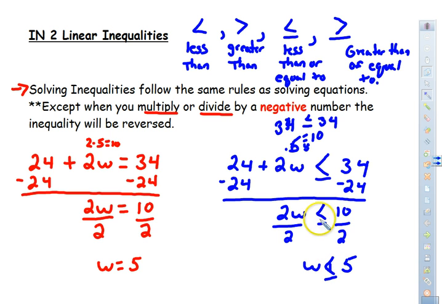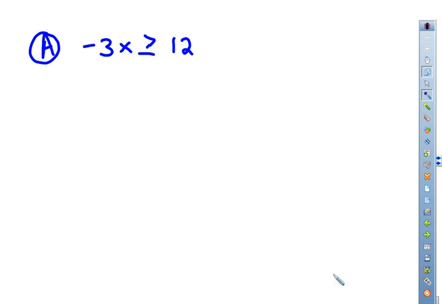Okay. The only time that we would flip this sign is when we multiply or divide by a negative number. So if this number happened to be a negative 2, then when we would divide by negative 2, this sign would have to flip. Okay? So let's look at this next problem, and this is where we'll have that situation. So we have negative 3x is greater than or equal to 12.